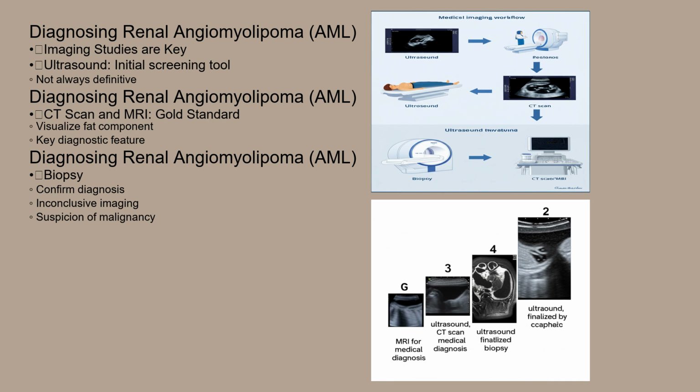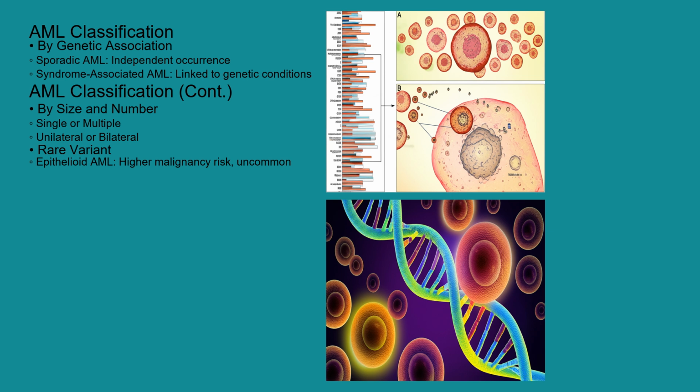While there aren't distinct types of AMLs, we can classify them based on their association with genetic syndromes. Sporadic AMLs occur independently, while syndrome-associated AMLs are linked to conditions like tuberous sclerosis complex and lymphangioleiomyomatosis. Furthermore, AMLs can be classified by size and number: single or multiple, unilateral or bilateral. A rare variant called epithelioid AML exists, which has a higher risk of malignancy, but it's very uncommon.